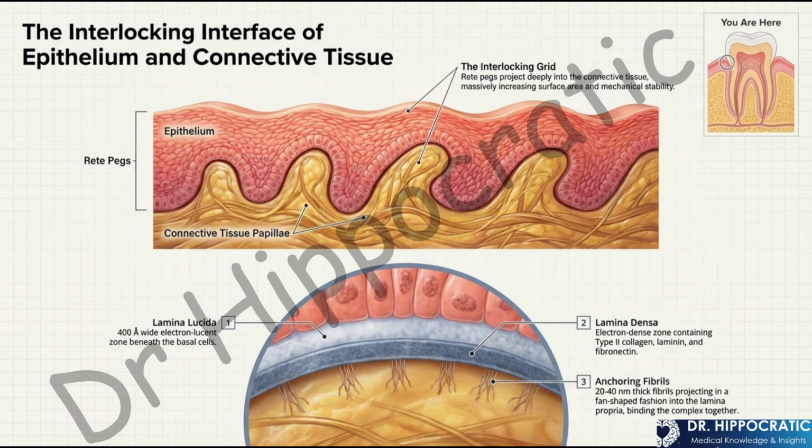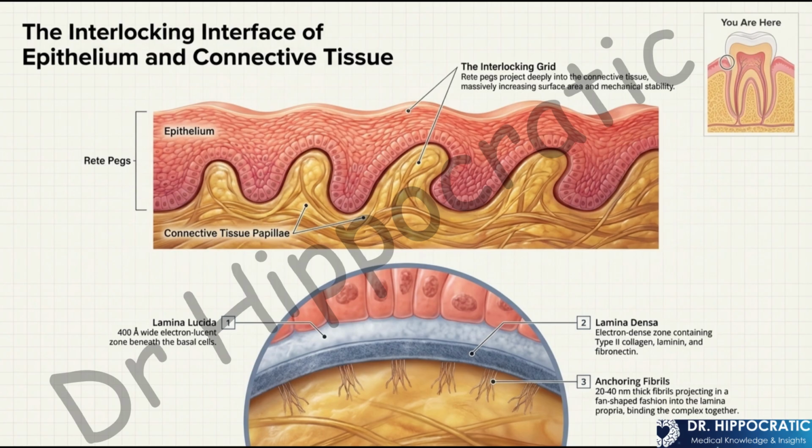Slide 9 looks beneath the surface at the interlocking interface of epithelium and connective tissue. We mentioned reed pegs earlier. This shows how they actually work. The visual here is great for the imagination. If you picture 2 egg cartons pressed together, that's exactly what this boundary looks like. The reed pegs project deeply downward from the outer epithelium, and the connective tissue papillae push upward to meet them.